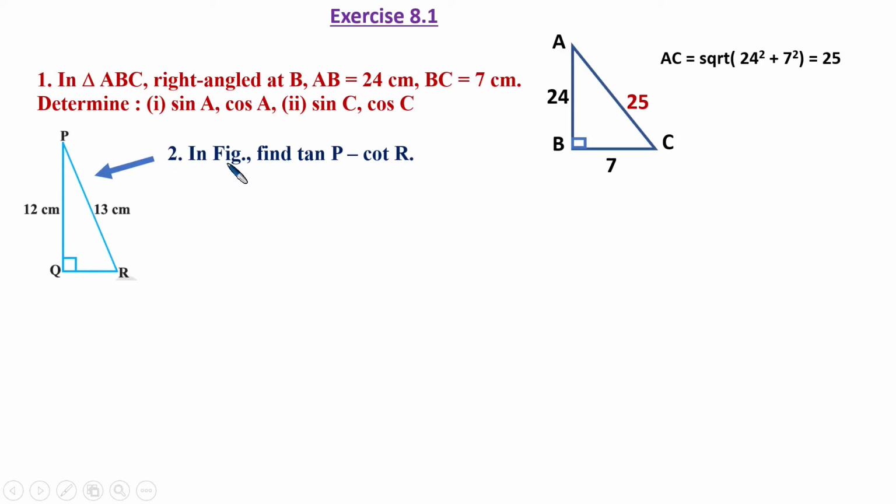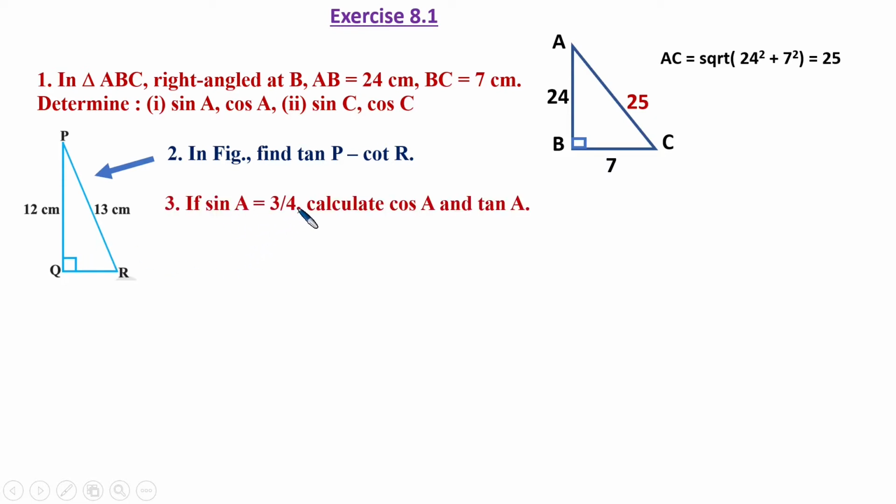Now problem 2. In figure, find tan P minus cot R. So this one is given, PQ is given, PR is given. So similarly, as I have found here, I can use the Pythagoras theorem and I can find this QR. So once I know this, tan P is nothing but sin P by cos P and cot R will be cos R by sin R. So you substitute this value. So sin P will be your opposite side QR, which you have found from Pythagoras theorem. So QR by PR and similarly you do the rest. These are very trivial, so I'm not going to do it.